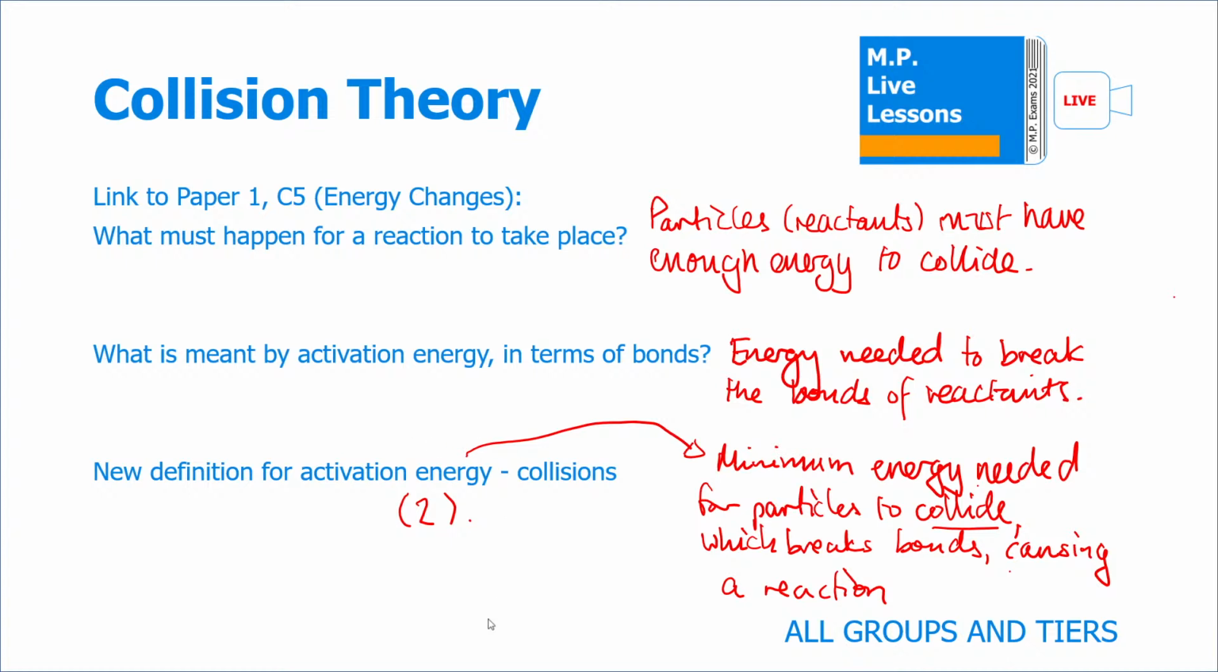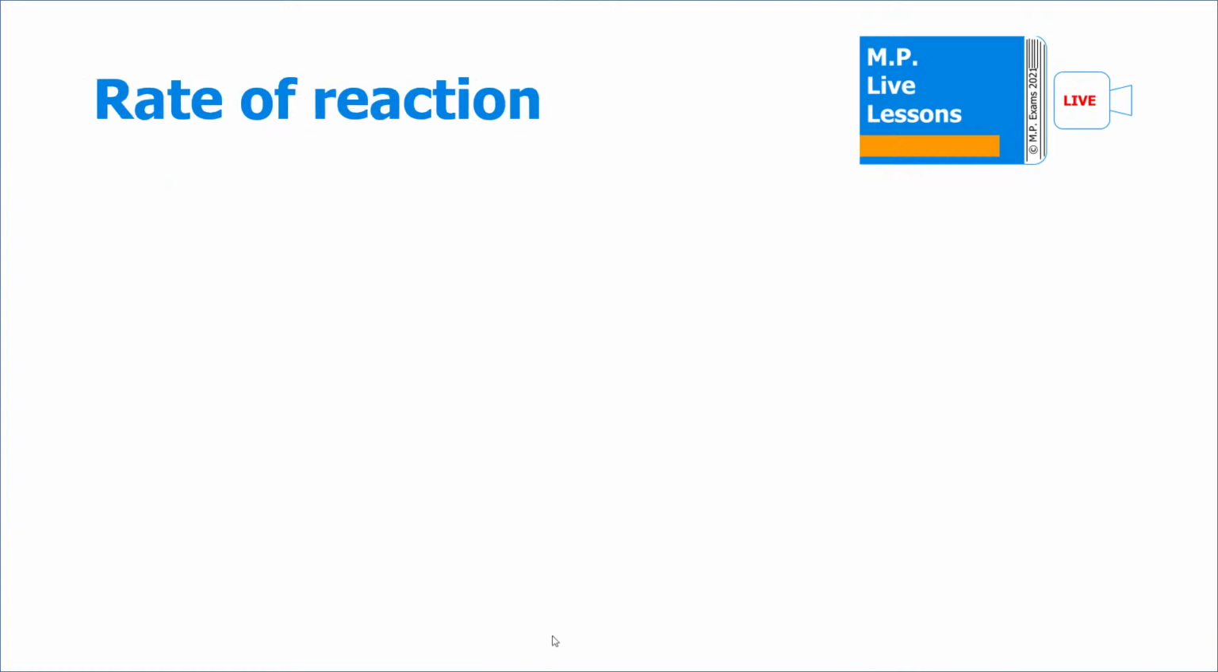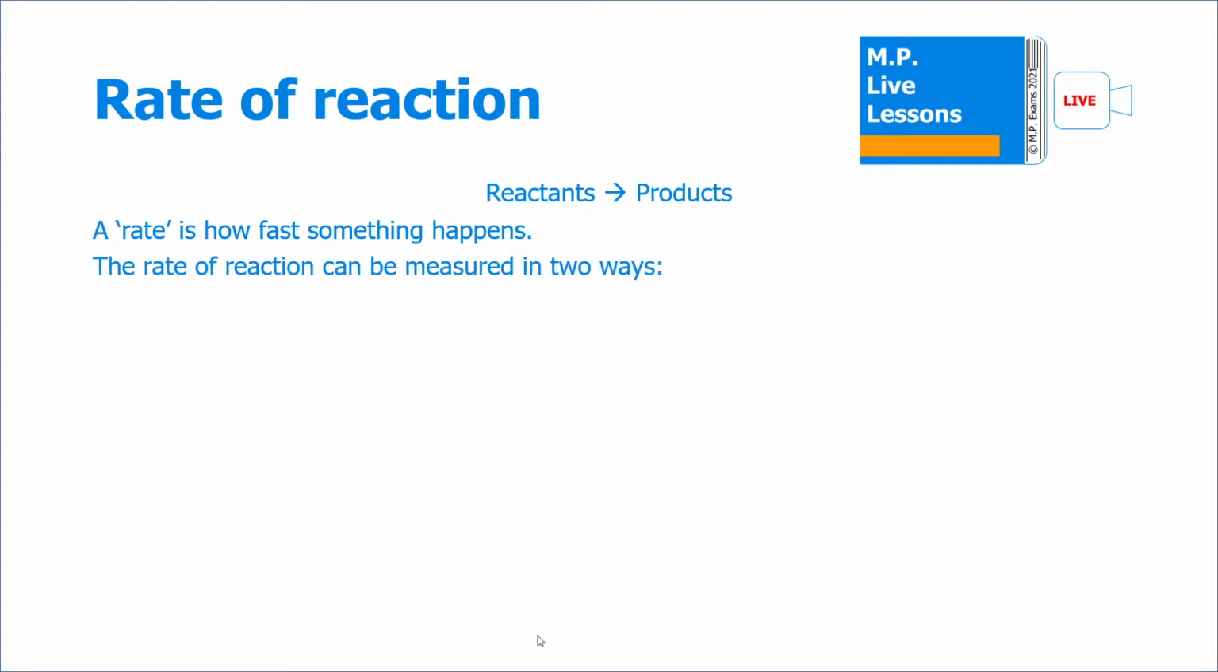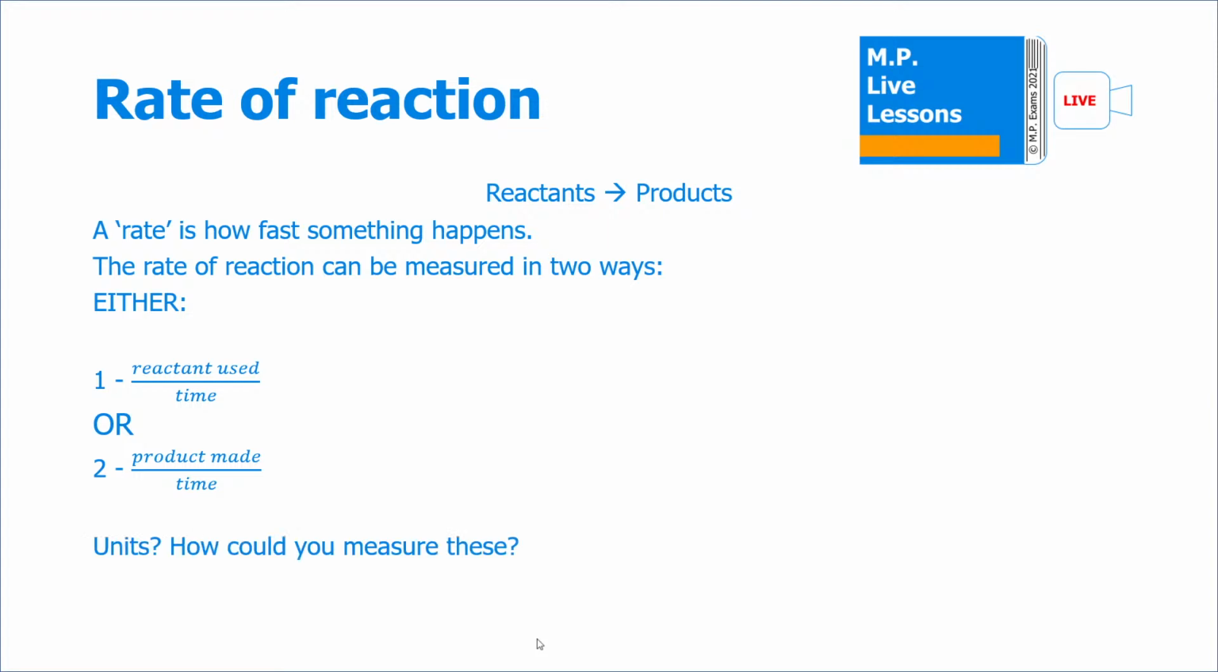Now in this unit, you'll also look at the rate of reaction. In a reaction, you have reactants reacting together to form products. A rate is how fast something happens. So the rate of reaction can be measured in two ways. Either we can look at the amount of reactant used over a certain period of time, or we can look at the amount of a product made over a given time. Now, each of these would have different units, and how can you measure each of them?